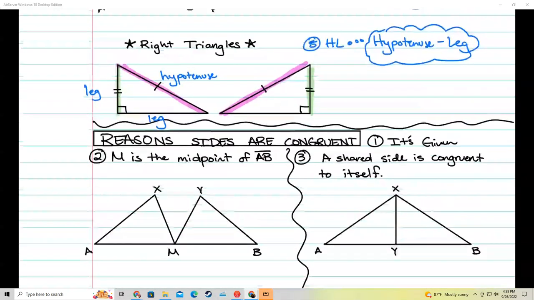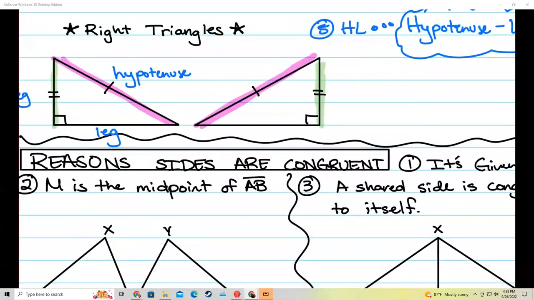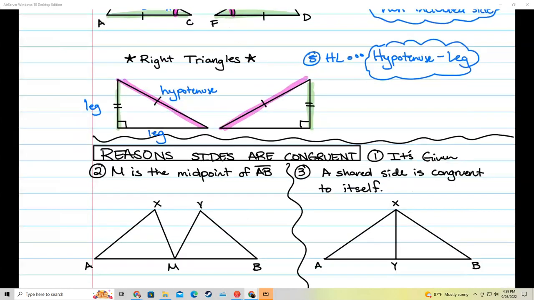Also, from the picture, they'll draw it on the picture. For example, here they gave me a double tick mark and a double tick mark. By showing it on the picture, they're telling you right away, hey, those sides are congruent. So we would say, oh, it was given to us, right? Like they told me in the picture. So that's the reason that students love the most, because those are easy points, okay?